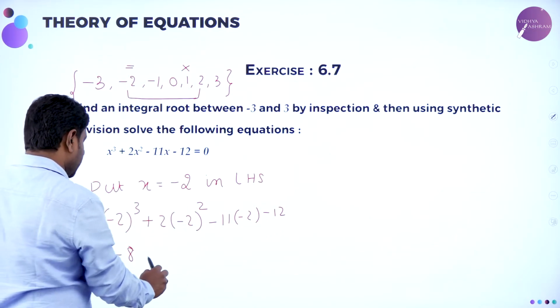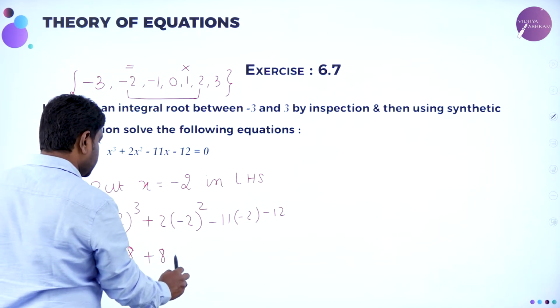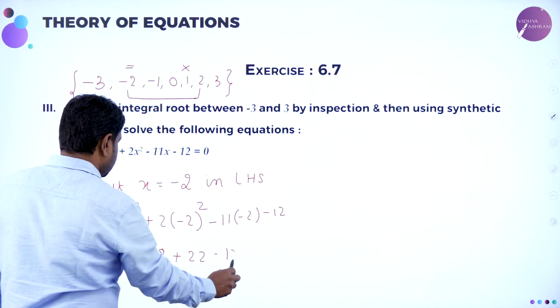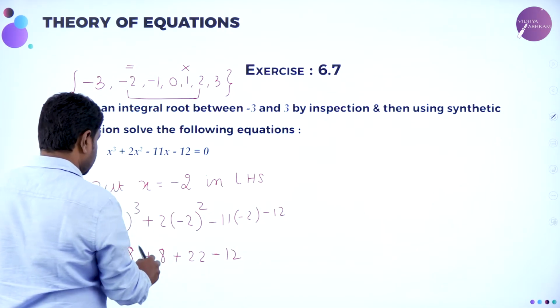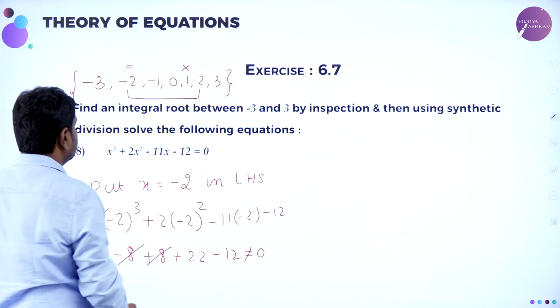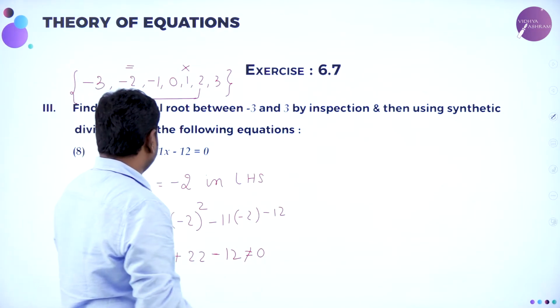Minus 2 the whole square is plus 4. 4 2s are 8, plus 8. Minus into minus becomes plus, 22 minus 12. Is it 0? No, because these two cancel and this is not 0. It fails. So now trial with minus 1.